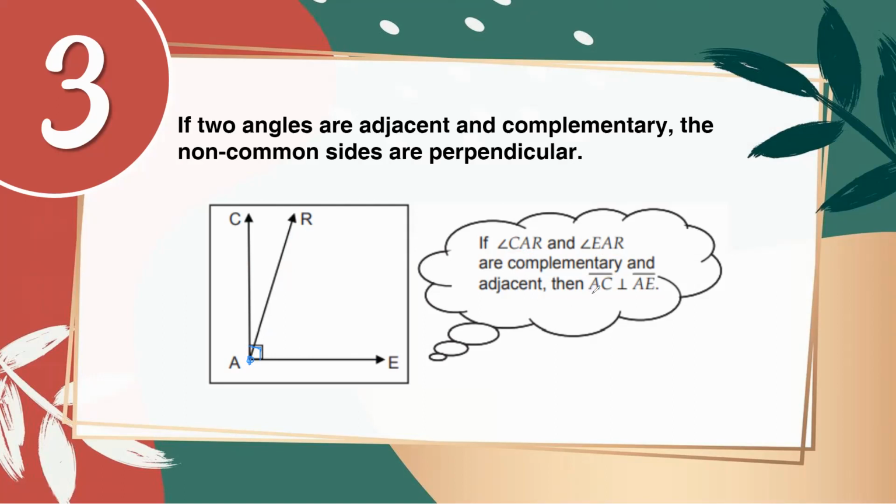Then we will write this one. Line AC is perpendicular to line EA. Okay, understood?